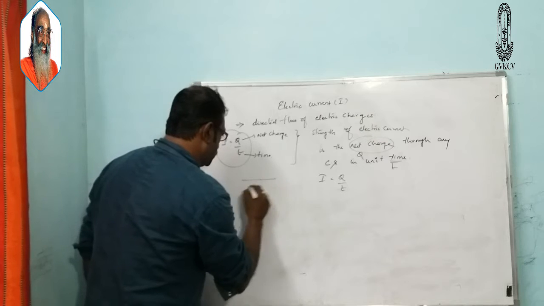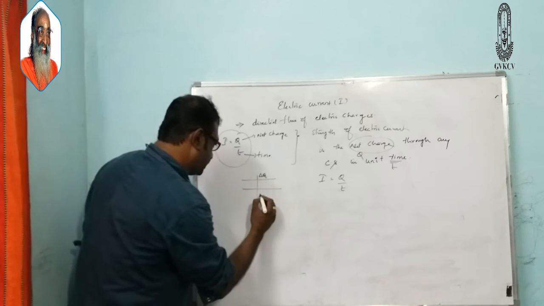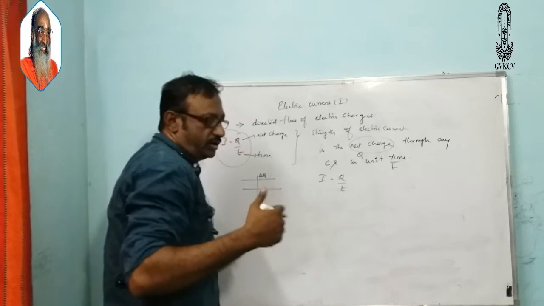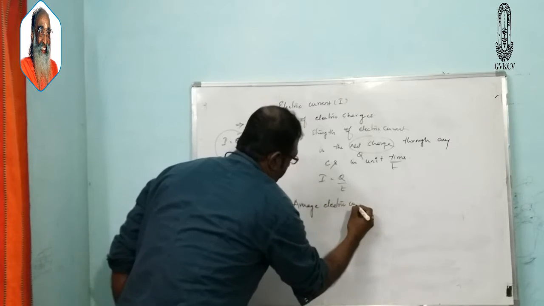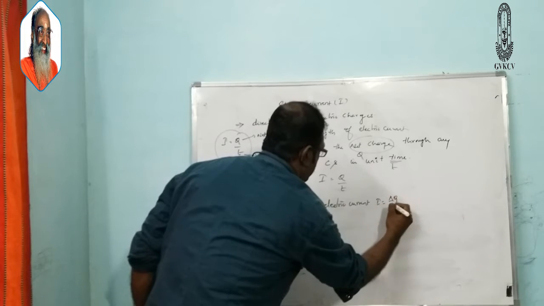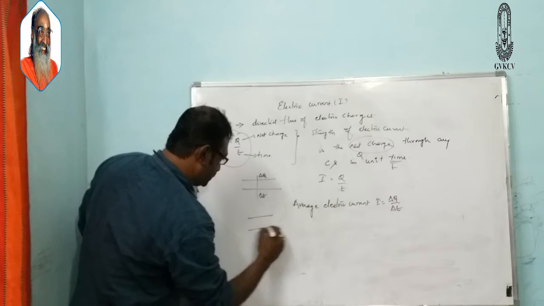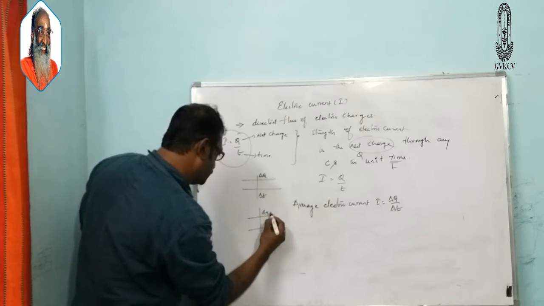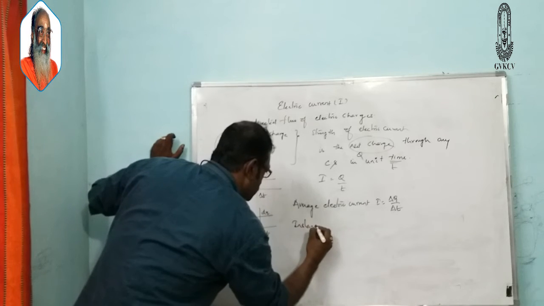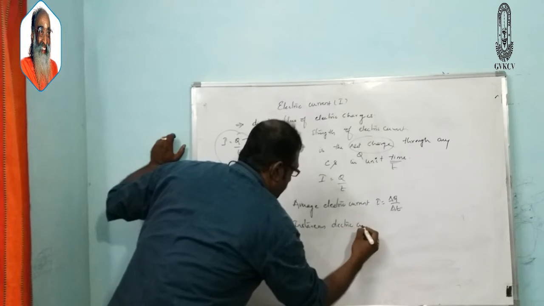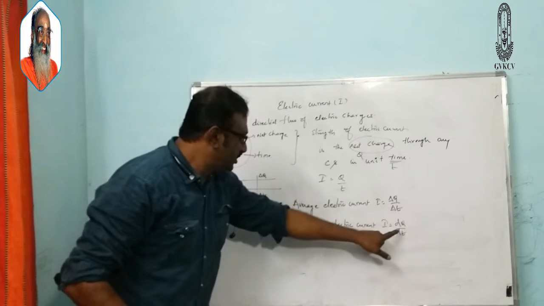Suppose in a conductor, in any cross section, delta Q is the charge flowing through it in a small time interval delta T. Then, instead of saying strength of the current, we use the term average electric current, I is equal to delta Q by delta T. And suppose in any cross section, a small charge dq is flowing in a small time dt, then we use another term, instantaneous electric current, I is equal to dq by dt. So now it is a function of time.